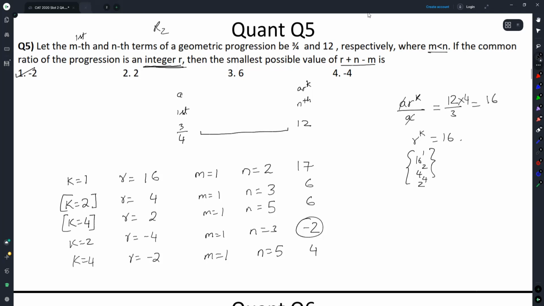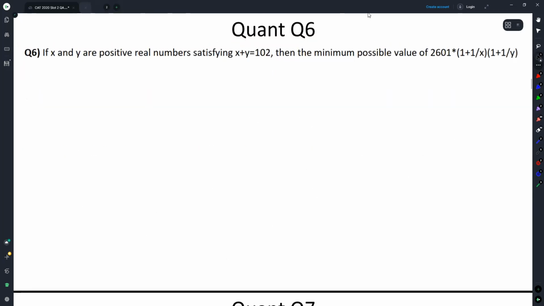May we move? Okay. If x and y are positive numbers satisfying x plus y is equal to 102, then the maximum possible value of 2601, 1 plus 1 by x, 1 plus 1 by y, we need the max value of this.